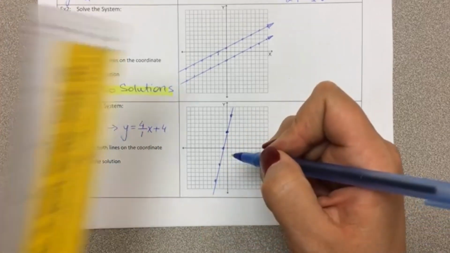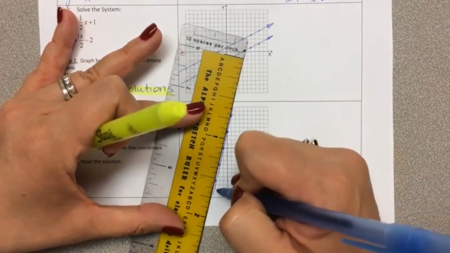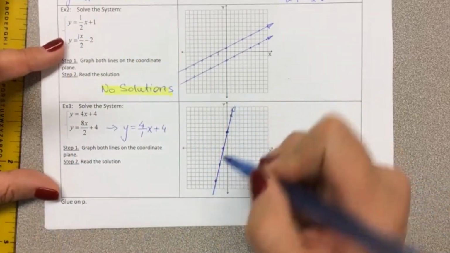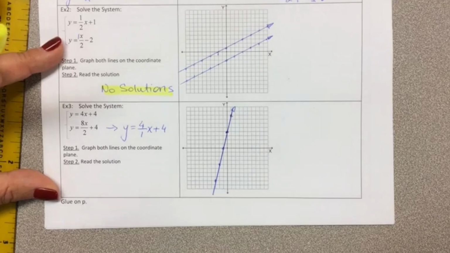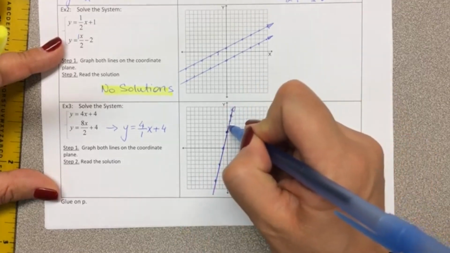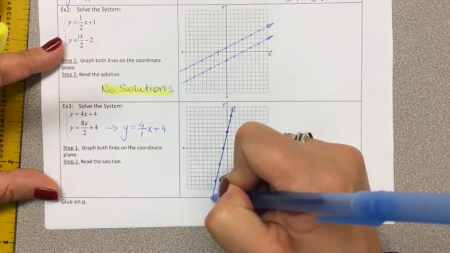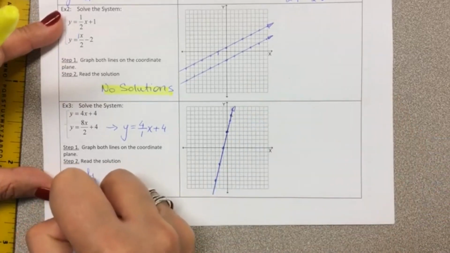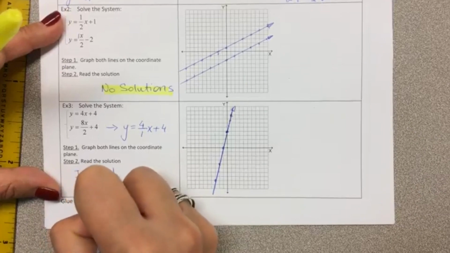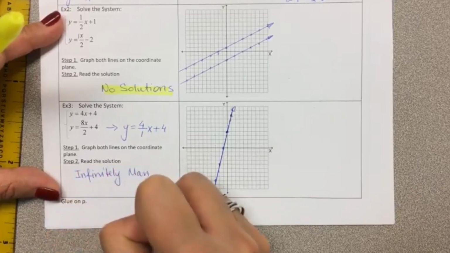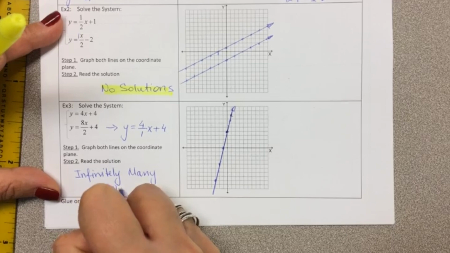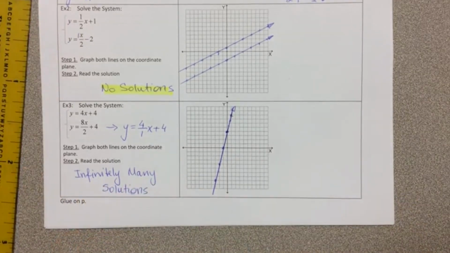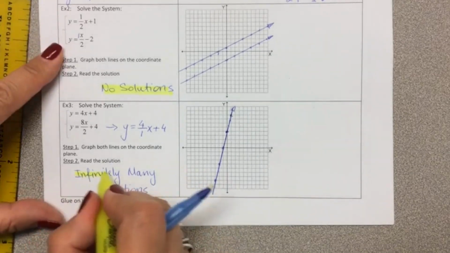So what's going to happen is, if I want to draw the second line, it is completely overlapping with the first one. That's when we have two lines, one over the other. All the points are in common. So every single point is in common. So this is when we say infinitely many solutions. Every single point from one line overlaps with another point on the other line.